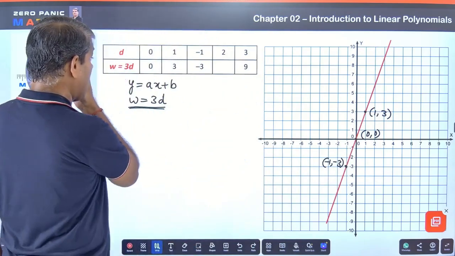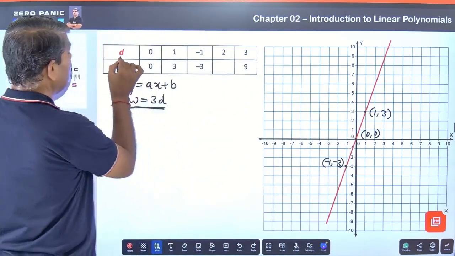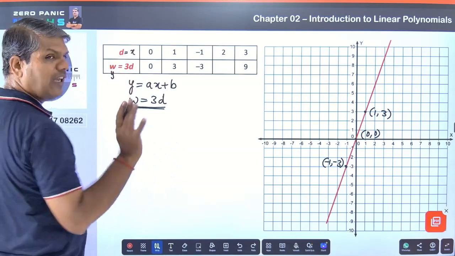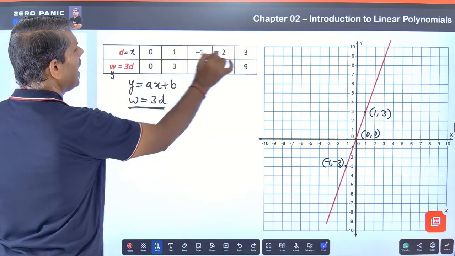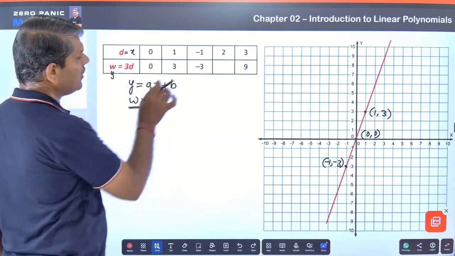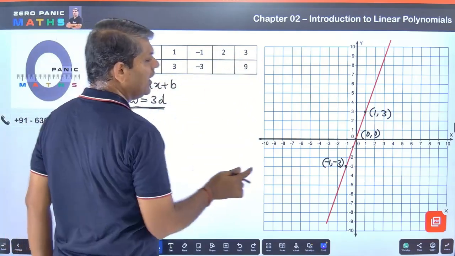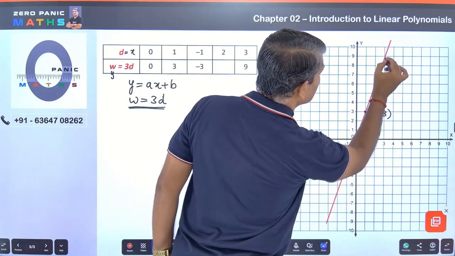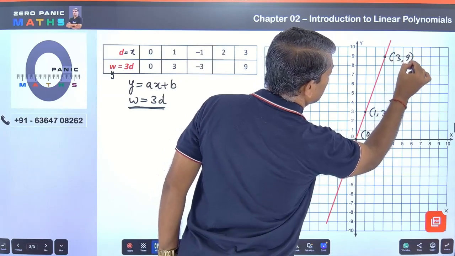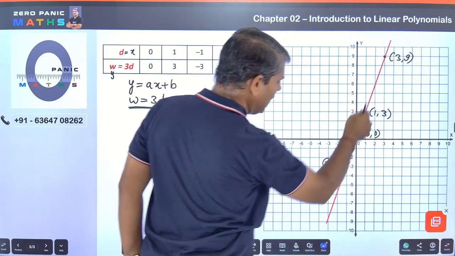Now here I am considering, don't get confused, I am considering D as X and W as Y. Fine. That's why D are the X coordinates and the Y coordinate values are the W values. Okay. 3 and 9. So if it is 3, it is 9 coordinate here.